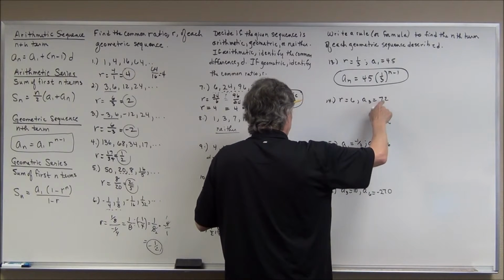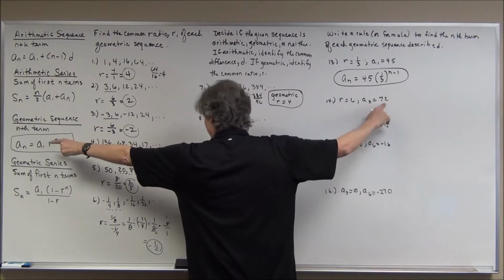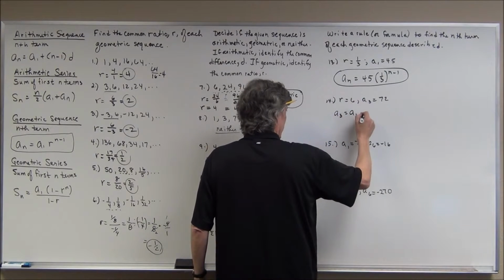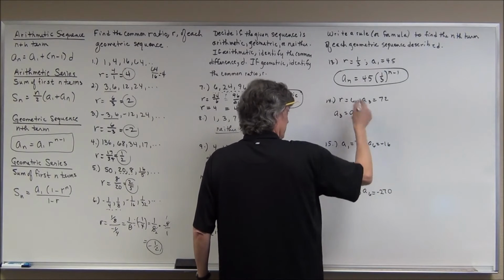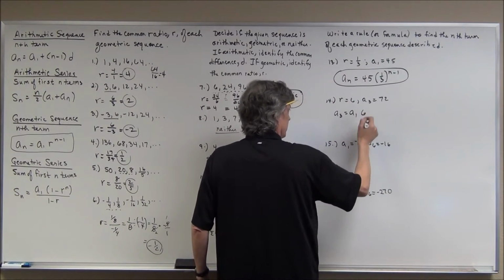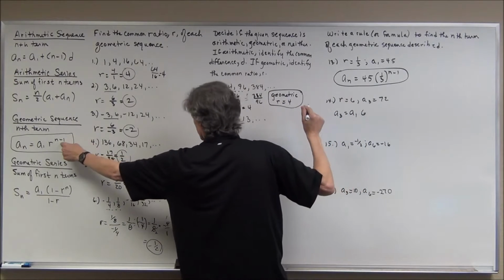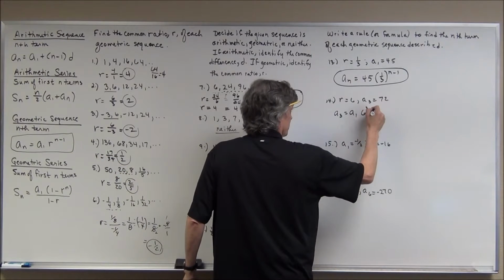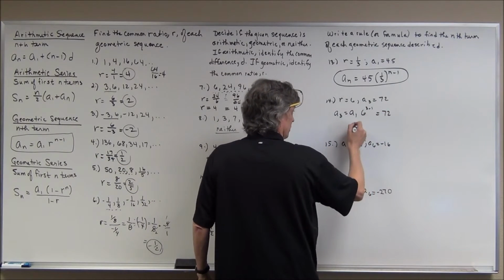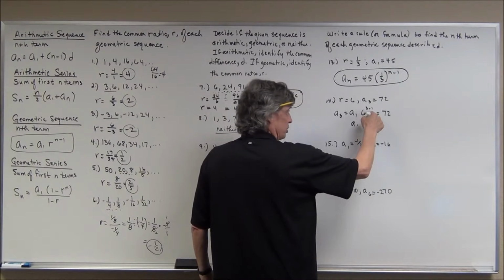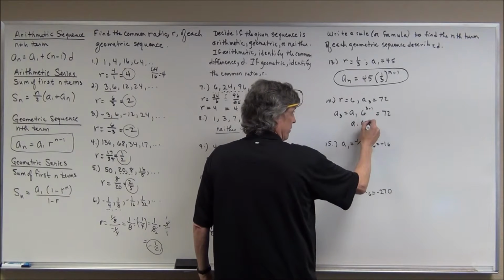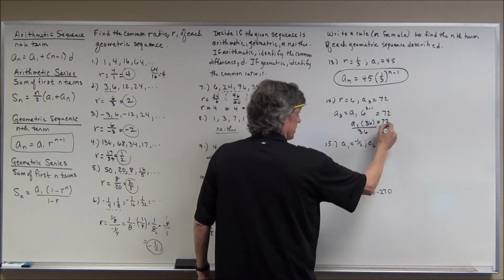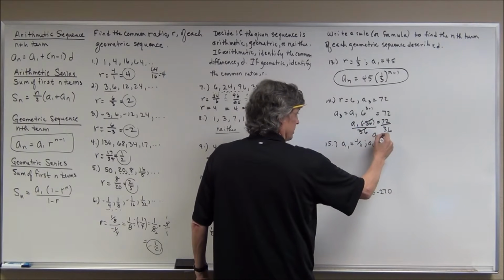That's okay, they give me a sub 3. So that means when n is 3, I get 72. So going back to here, a sub 3 in this case would be equal to a sub 1 times r, which I know is 6, to the 3 minus 1 power, and this equals 72. So this is a sub 1. Now 3 minus 1 is 2, so this is 6 squared, or 36, equals 72. Divide both sides by 36, and it does divide into it evenly. I get a sub 1 is 2.